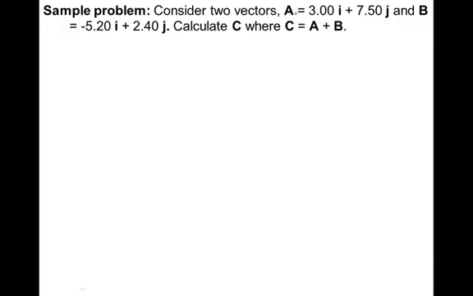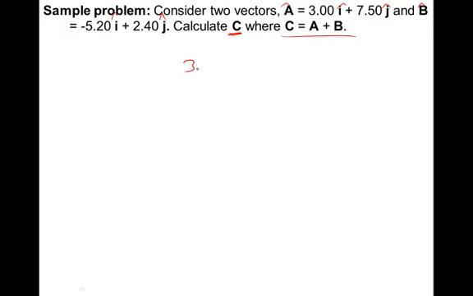Consider two vectors. One is the a vector, that's 3 i hat plus 7.5 j hat, and the b vector, which is negative 5.2 i hat plus 2.40 j hat. And we want to calculate the c vector, where the c vector is the a vector plus the b vector. So all we have to do in this particular case is, again, just add up all the i's, all the j's, and the k's. Now you'll notice we have no k's, so let's just focus on the i's and the j's.